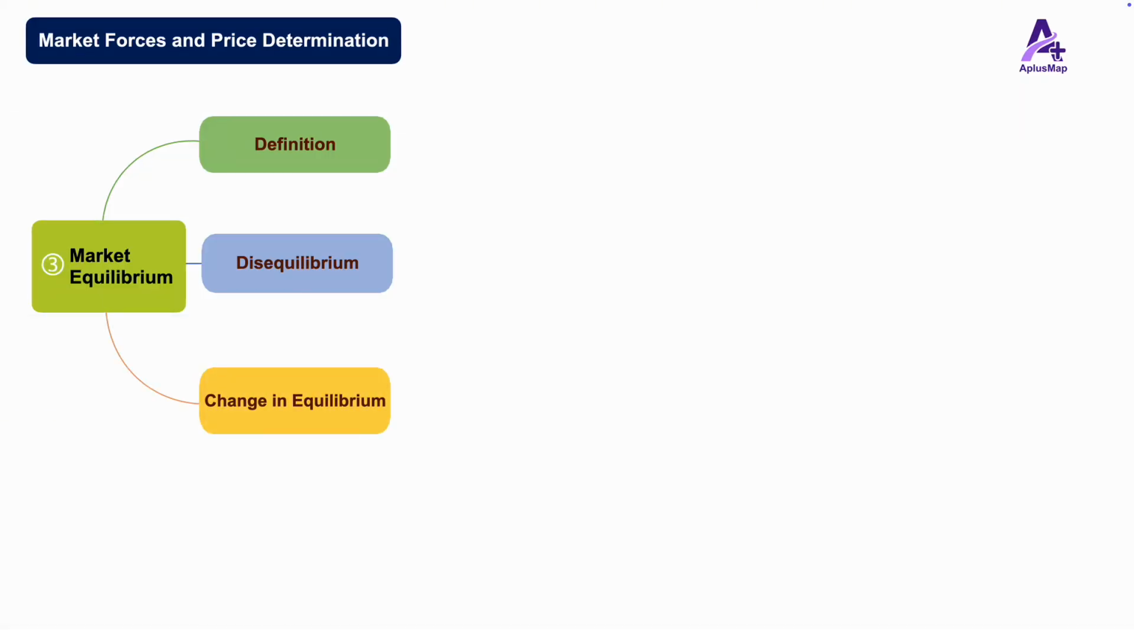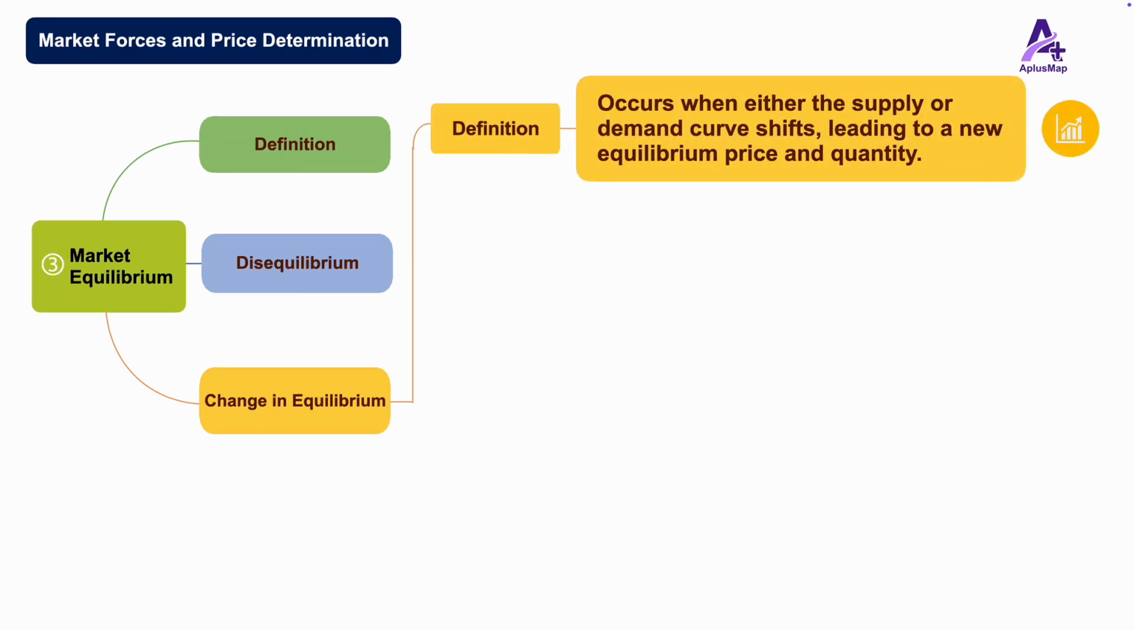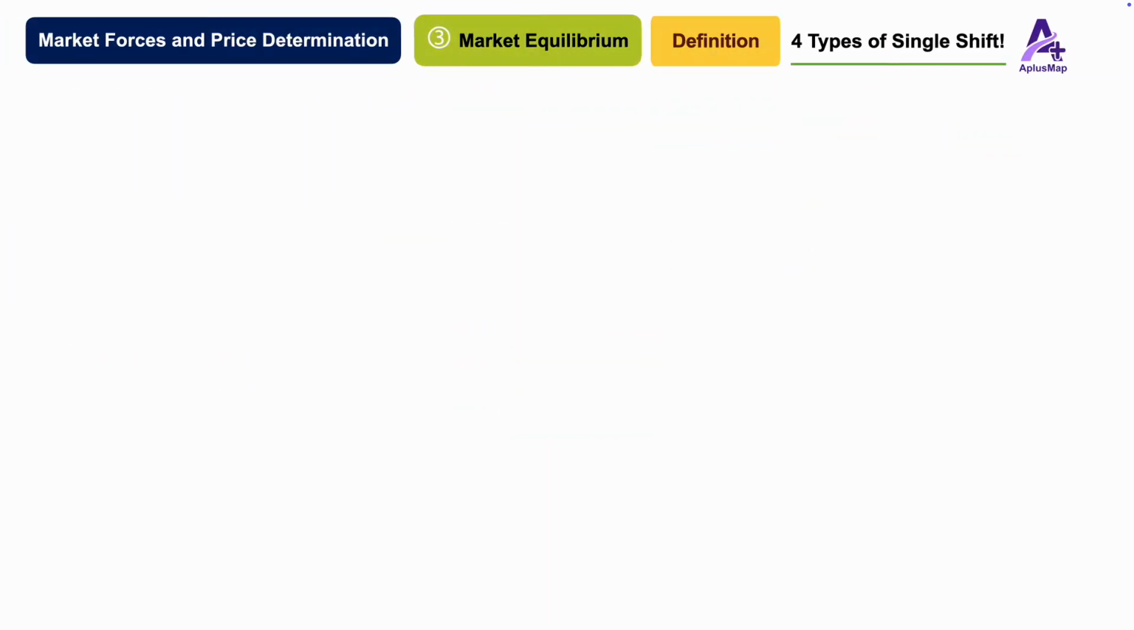Got it. So markets naturally move towards equilibrium, but things can shift the curves, right? Which means the equilibrium itself moves. Exactly. When either the demand curve or the supply curve shifts, a single shift, the old equilibrium point is gone and the market moves to a new P and Q. Understanding these single shifts is like bread and butter, really fundamental. Okay, let's walk through it, maybe visualize it, like you said.